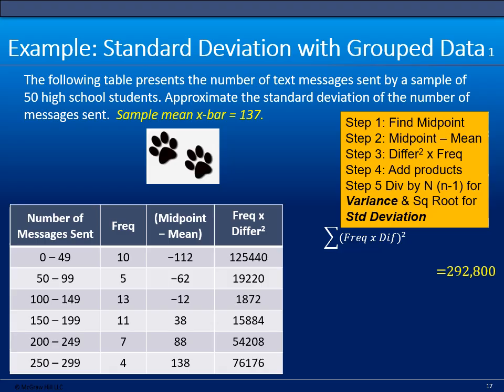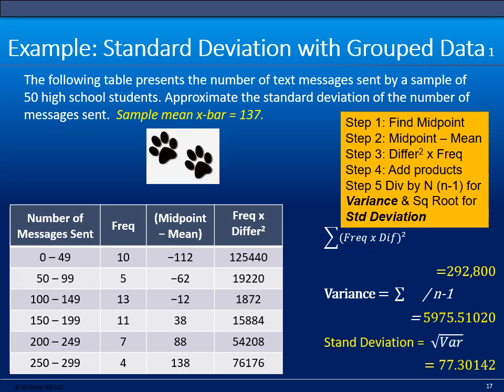We add all of these values together, and we get 292,800. And then because this is a sample, we're going to divide by n minus 1. And remember, we had 50 responses, so we're going to be dividing by 50 minus 1, or 49. And when we get that, we get the variance. The sample variance is 5,975.5, and the standard deviation is 77.3.